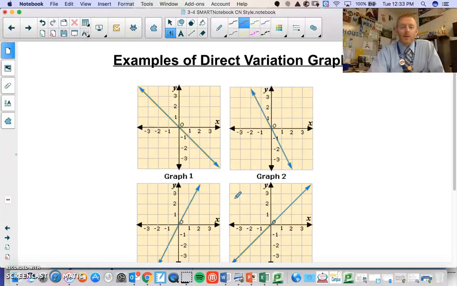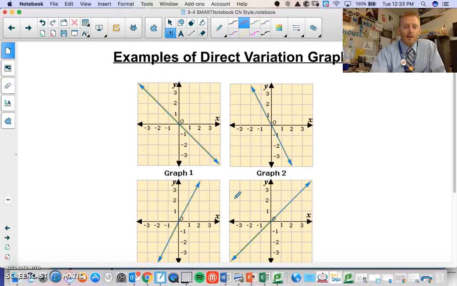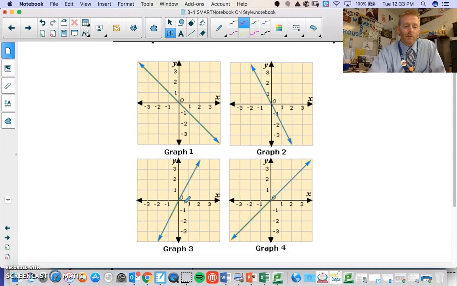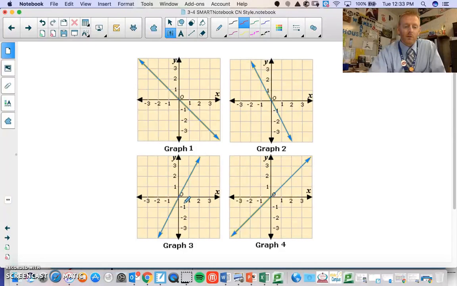So check it out over here. These are just examples of direct variation graphs. These are all examples of direct variation because they go through 0, 0, and they are a straight line. That's the most important thing for us when we're looking at a graph and saying, is it direct variation or is it not? It must go through 0, 0.